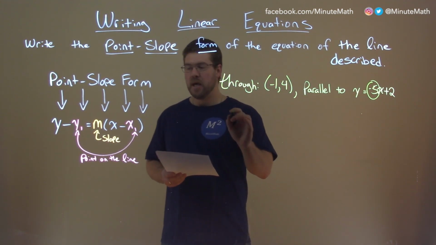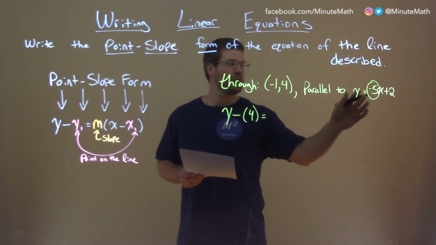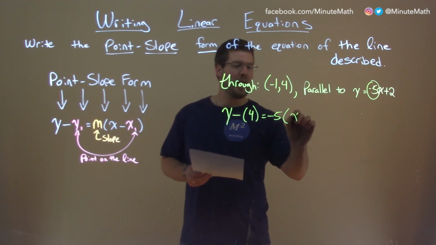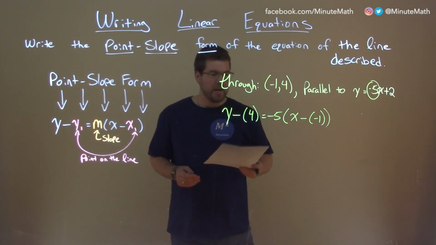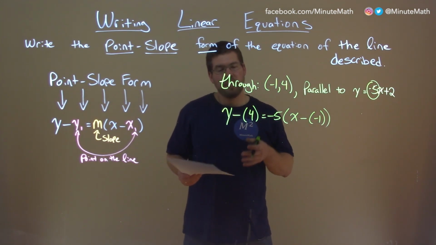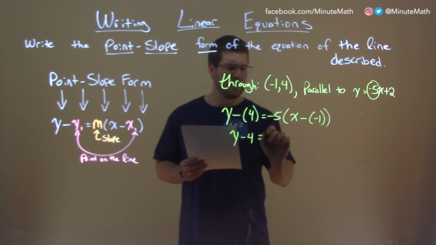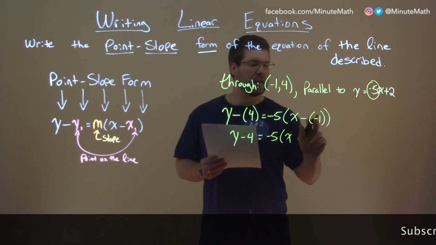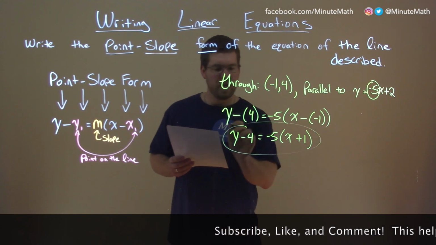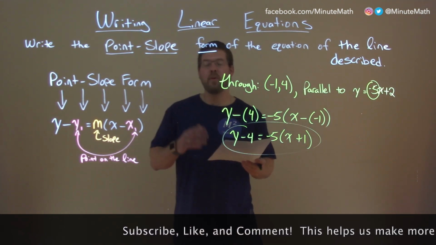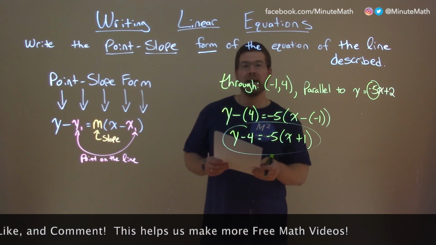Let's start cracking. We have y minus our y1, which is 4, equals slope -5 times x minus our x1 value, -1. And we now kind of have it in point-slope form, but let's simplify. We have y minus 4 here, don't need to write those parentheses anymore. -5 here times x minus a -1 is like plus a 1. So we have plus 1 here, and there we have it. We have our point-slope form here of y minus 4 equals -5 times x plus 1 as our answer.